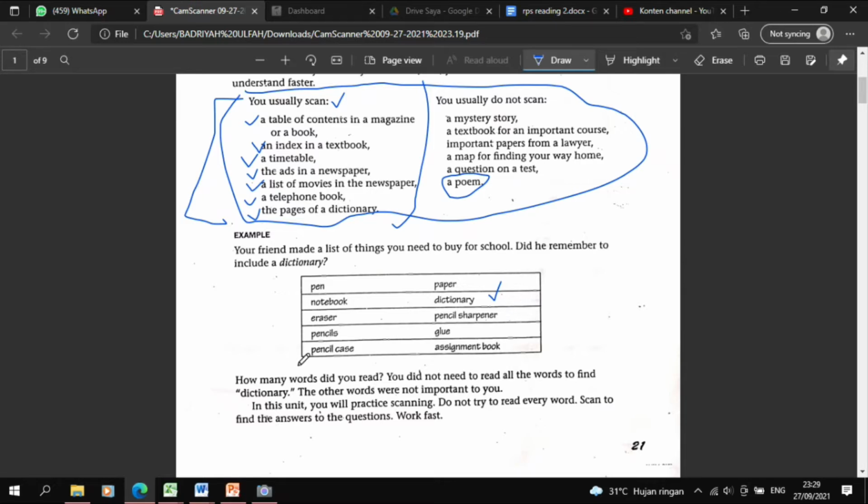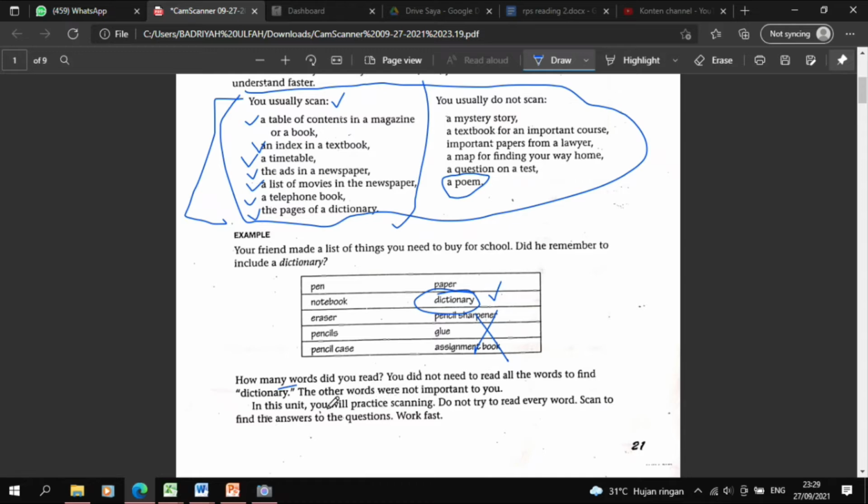How many words did you read? I don't read anything. I just try to find, oh, this dictionary. So that's why you don't need to read all the words to find the dictionary. The other words were not important. Even pencil sharpener, glue, and assignment book, I don't read these because I already found the dictionary. So I don't need to read the other ones.